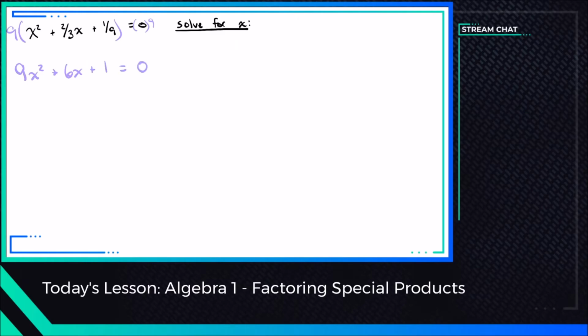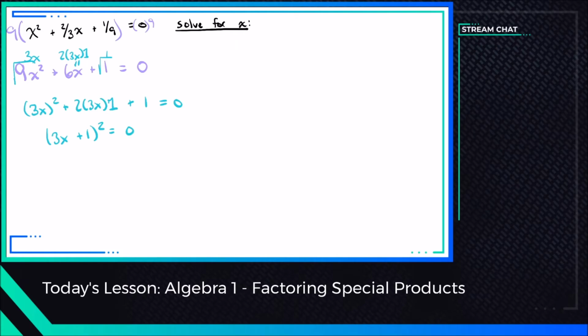Notice then we can take the square root of 9x squared and get a 3x, and get a square root here and get a 1, and then 2 multiplied by 3x times a 1 is equal to 6x. So this can be rewritten as 3x quantity squared plus 2 times 3x times a 1 plus a 1 is equal to 0, or 3x plus 1 squared is equal to 0.